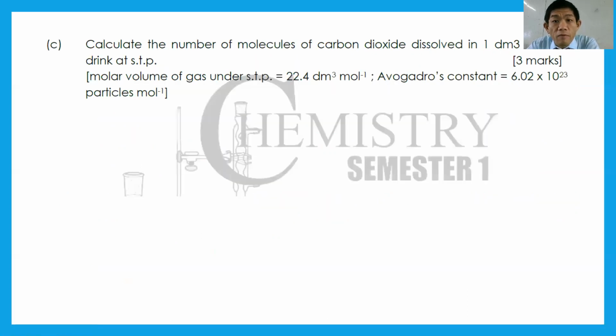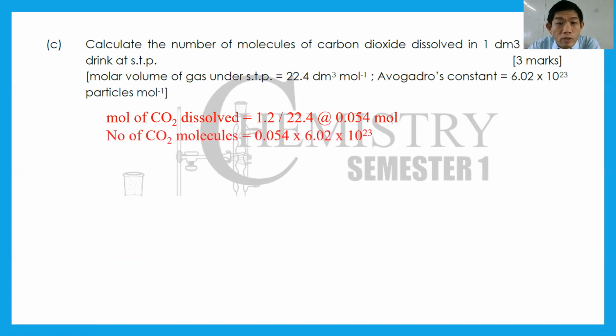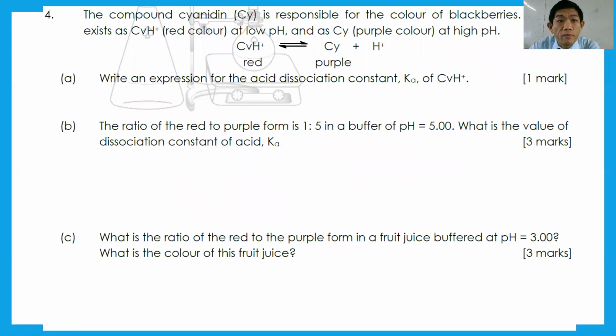Next, calculate the number of molecules of carbon dioxide dissolved in 1.0 gram of cola drink. So in here, you first calculate the mole of the carbon dioxide dissolved, where you get 1.2 divided by 22.4, you get 0.054 mole. So number of carbon dioxide molecules is 0.054 multiplied by 6.02 times 10 power of 23. So that is how you calculate the number of particles, which is 3.23 times 10 power of 22 molecules of CO2. Okay, so with that, that is for number 3. Then we go to number 4.